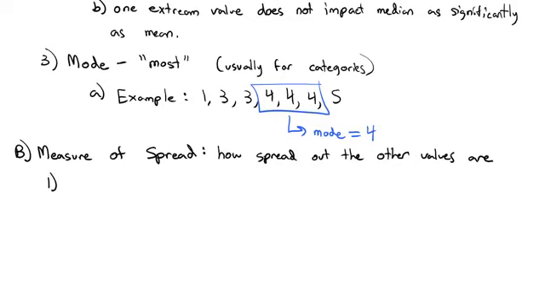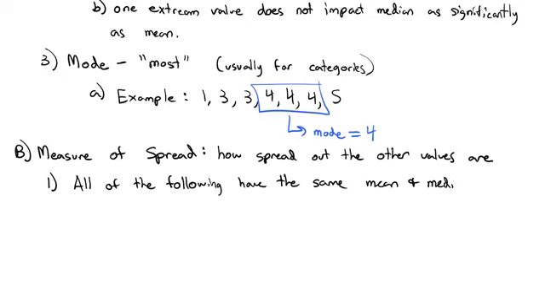And the reason this is important is we can look at data such as these 3 data sets I'm going to put up here. All of the following have the same mean and median. The first data set is going to be 1, 1, 1, 5, 9, 9, 9. That data set has a mean of 5. It also has a median of 5.